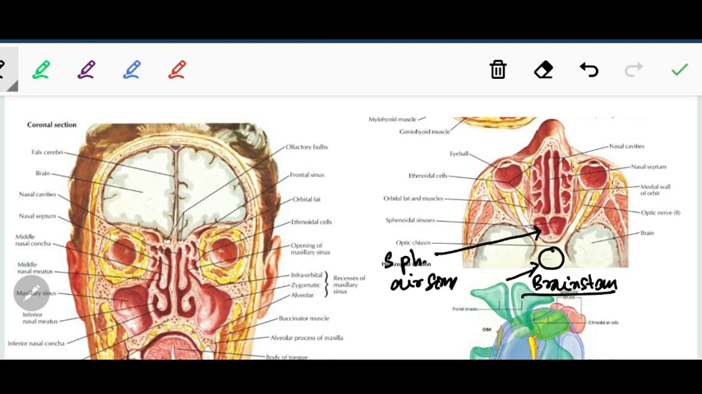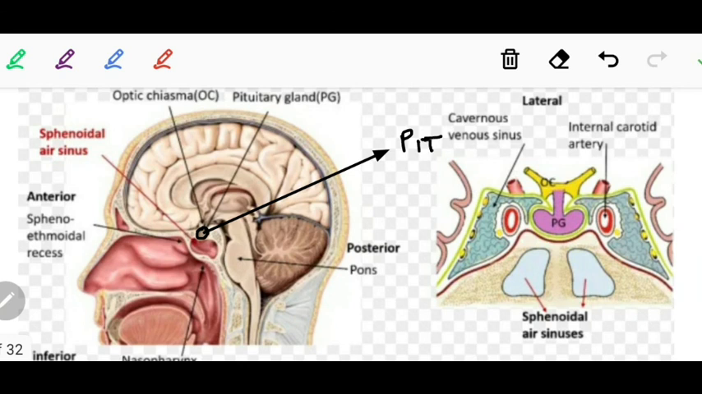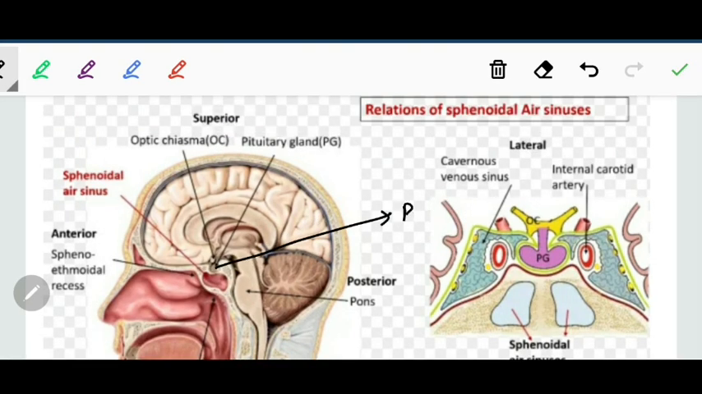Infection of the sphenoidal air sinus spreading upwards may affect the pituitary gland and optic chiasma. So above the sphenoidal air sinus, if you see the sagittal section, as the pituitary gland is located above the sphenoidal air sinus, the infection from the sphenoidal air sinus may go upward and may involve the pituitary gland.